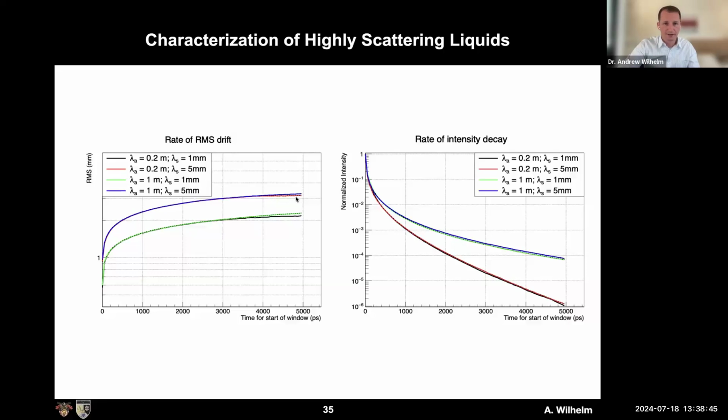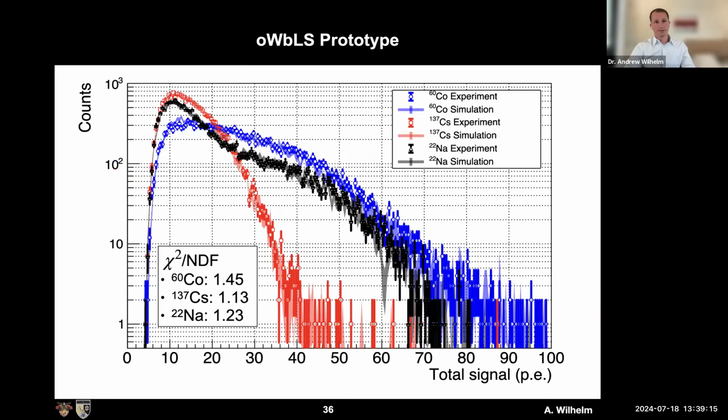You can see that the red and the blue lines are very close to each other, and the black and the green lines are close to each other. And the black and the green have the same scattering length. So this shows us that this parameter is dependent just on the scattering length and not on the absorption length. And similarly, the intensity decay is dependent only on the absorption length and not on the scattering length. So we're hopeful to replicate this in an experiment and be able to directly measure the optical properties of those liquids.